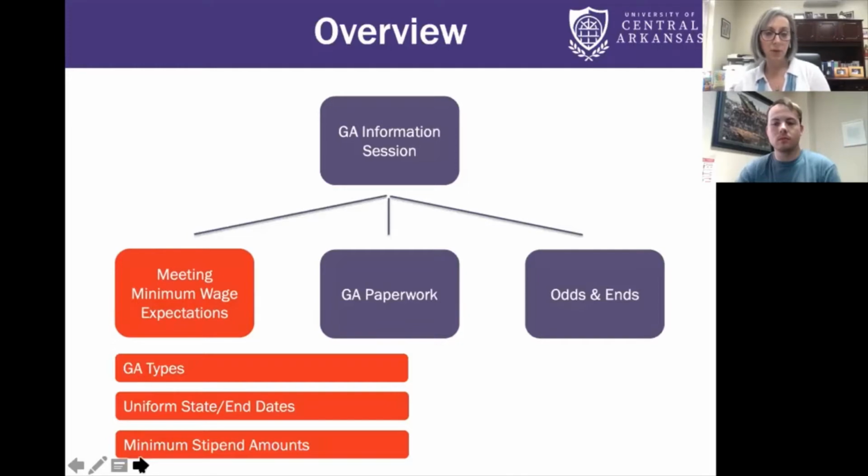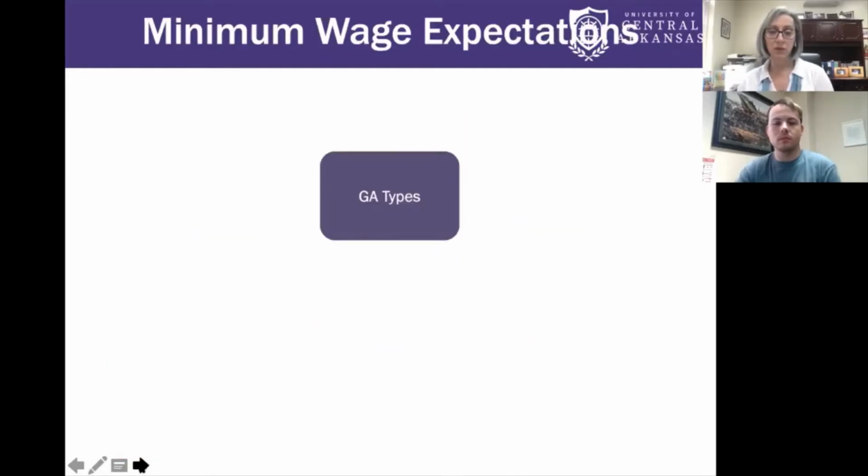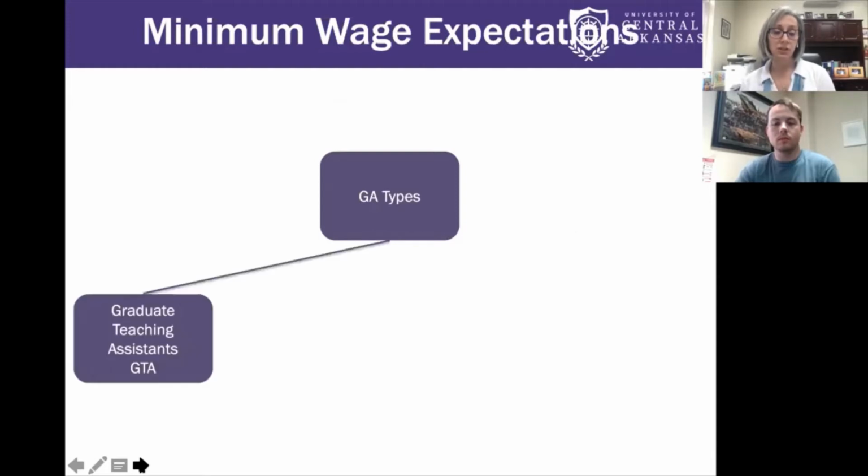So meeting minimum wage, first, we'll start with graduate assistant types that we have here on the campus of UCA. So we actually have four different types. First is a GTA, or graduate teaching assistant. Graduate teaching assistants are people who are assigned primarily instructional duties. So they're in the classroom.